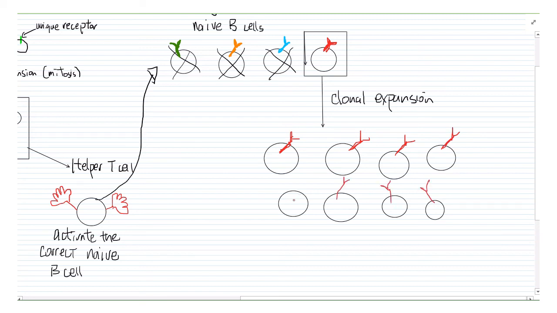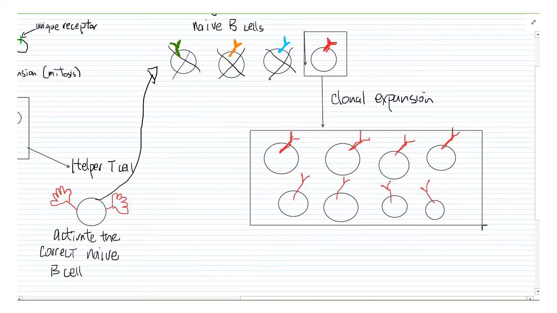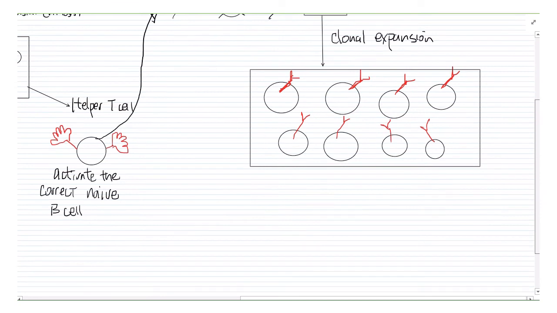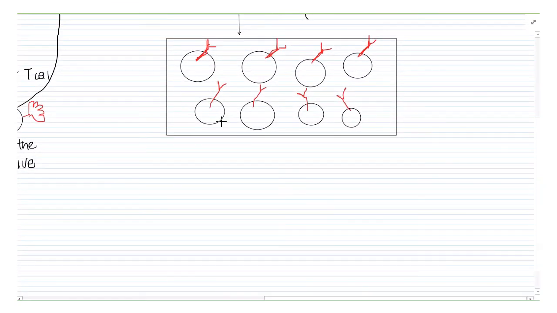Then what happens is, just like before, these clones have different choices. They could differentiate, they could transform into different cells. Over here, they could transform into what's called memory B cells. It's the same function as before, right? They are going to stay in the body for a long time, and the next time you get infected by the same thing, you can bypass all the steps from before and skip straight to this mass production.